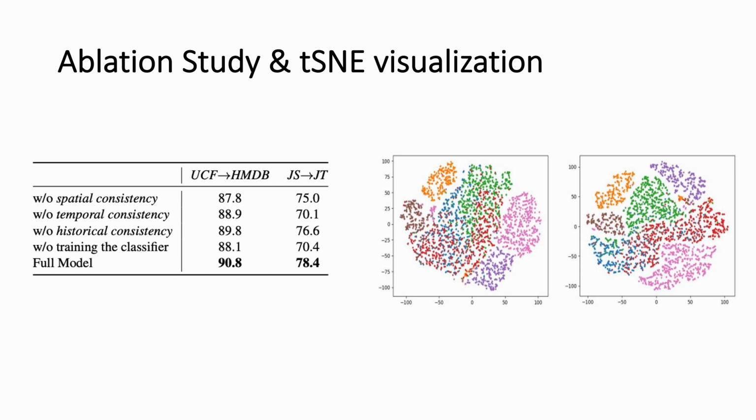Here is the ablation study. This is the full model. We can see that our method has a performance drop if we remove these consistency techniques, including spatial, temporal, and historical. Here is the t-SNE visualization of the learned features. Before the adaptation, we can see that there are some overlaps of data from different classes, but after applying our method, the clusters show a better clustering structure.